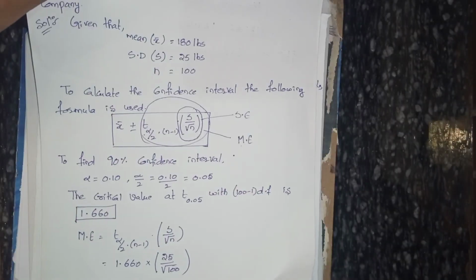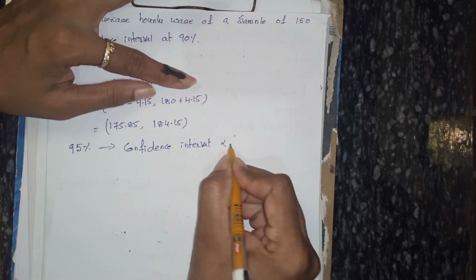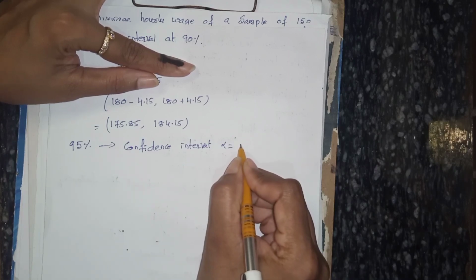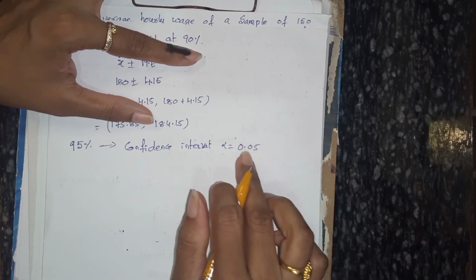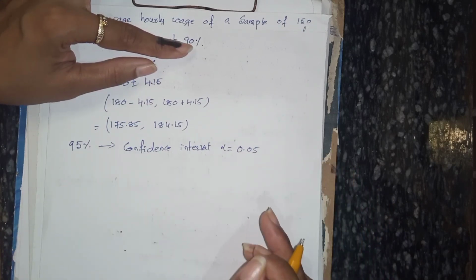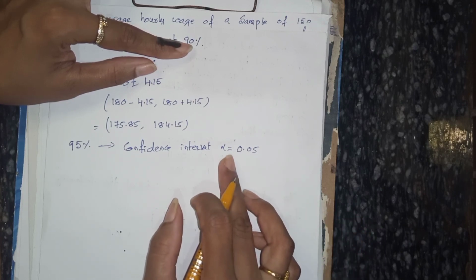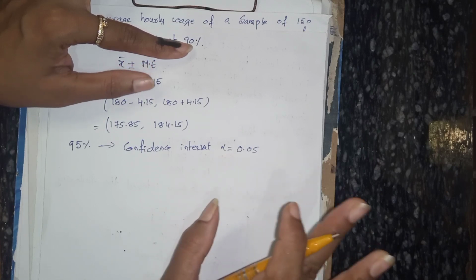Okay, what is the alpha value? We have to take the alpha value, that means the level of significance. 95% in the sense 5%, or we can say 0.05, or else 5%. Why? Because 100 minus 95 is nothing but 5. So that's why we can say the level of significance as 5% or 0.05.